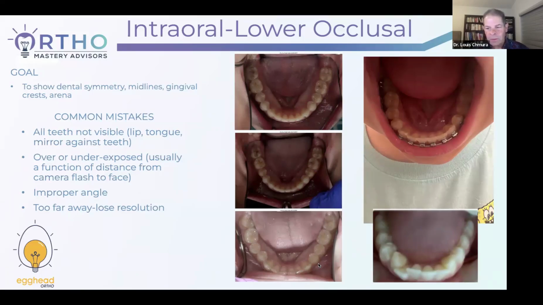Lower right one was one that they took from a distance away. They didn't get all the teeth. They didn't get the second molars. They didn't get the lingual cusp because the tongue is up, and they took it far enough away that when they zoomed in, it was out of focus. Okay. Now we can tell there's a lot of crowding, but that's all we can tell. We want to tell more than that.